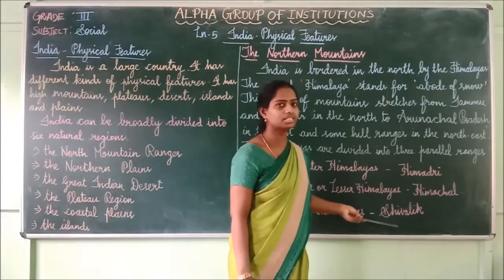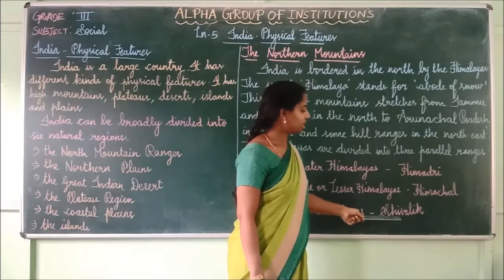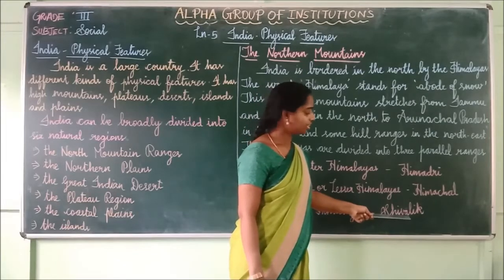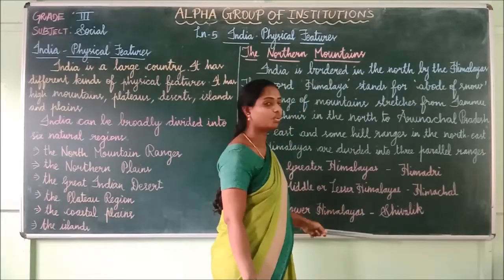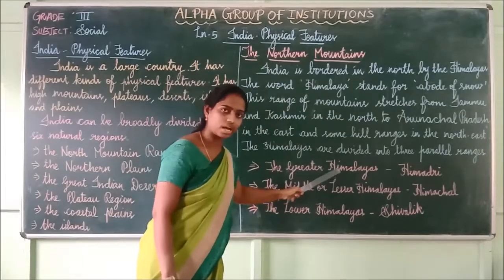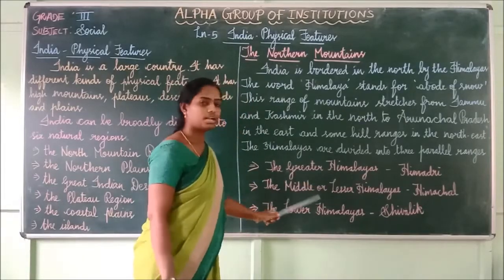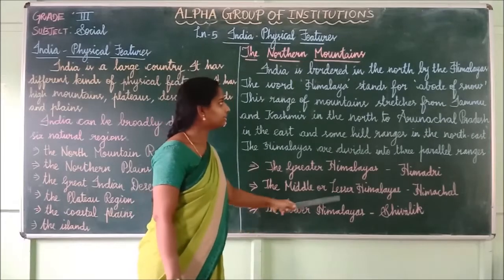What is the spelling of Shivalik? S-H-I-V-A-L-I-K. Shivalik. Okay, children, this is what we are going to discuss: the Greater Himalayas, Himadri; the middle or lesser Himalayas, Himachal; and the third one, the lower Himalayas, Shivalik.